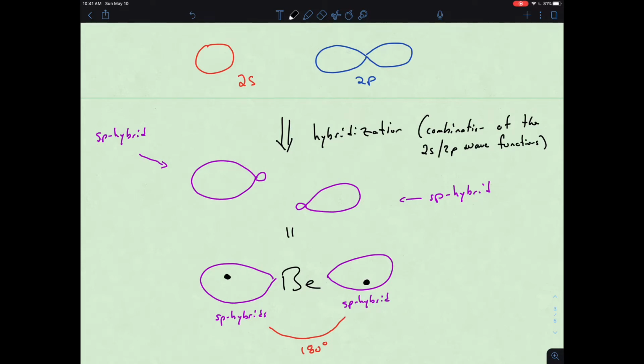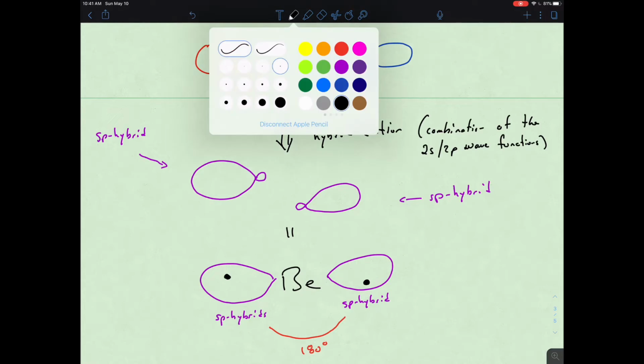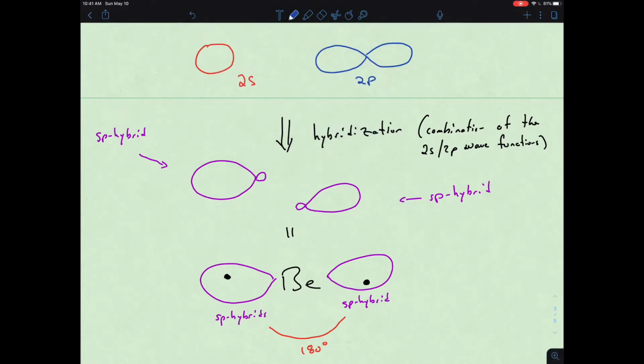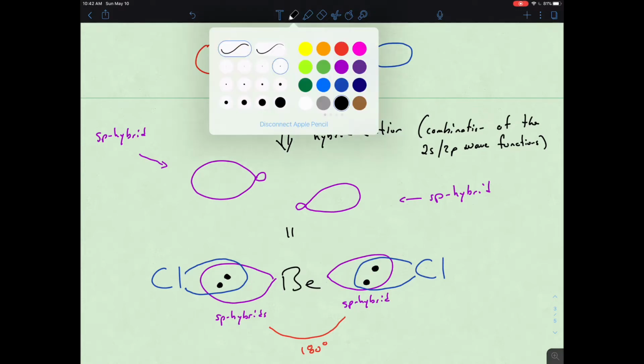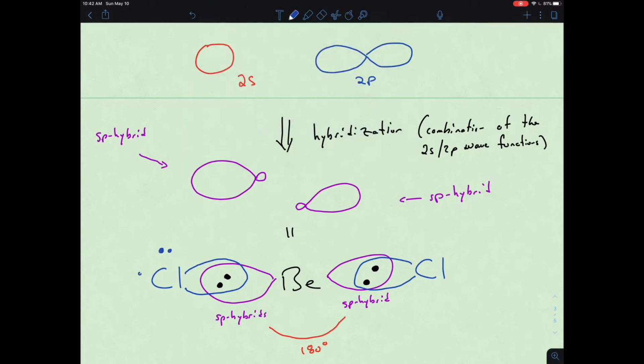hybridization. And now we then have the chlorines on the outside of each one of those sp hybrid orbitals, and now it's got its lobe coming in to share, right? Remember, we have a sharing of electrons, so the chlorine is bringing its electron into the mix, and then it also has its other lone pairs as well.